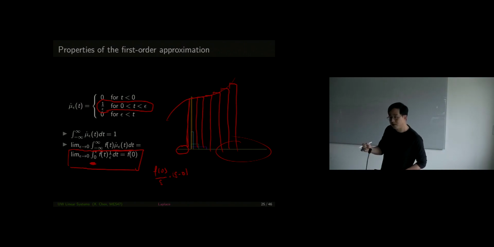F is approximately a constant in this very tiny region. So it equals f0. So if you multiply the impulse by a function, then you integrate it, it gets the value of that function at that specific impulse time. So these are some of the properties of the impulse.